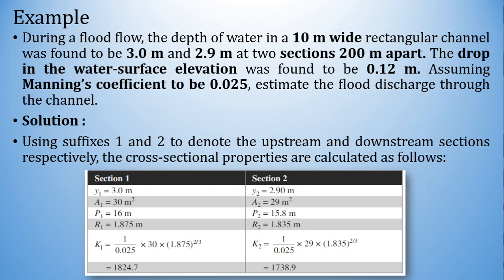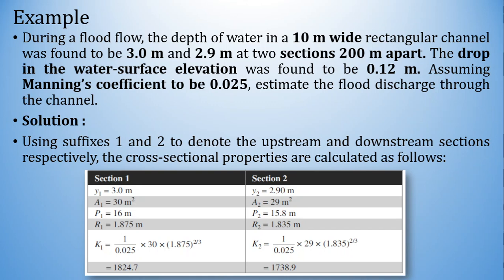These are the perimeters. R1 is the hydraulic mean depth. For section 1 it will be A1 upon P1, which will come out as 1.875, and for section 2 it will be A2 upon P2, that is 1.835.